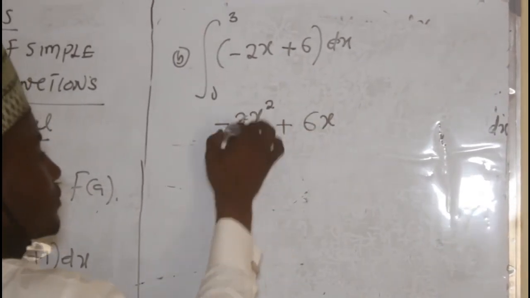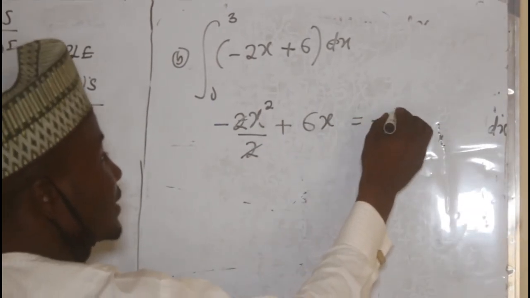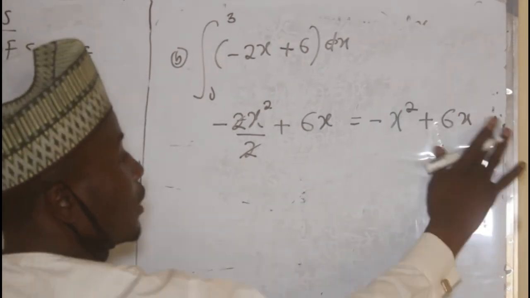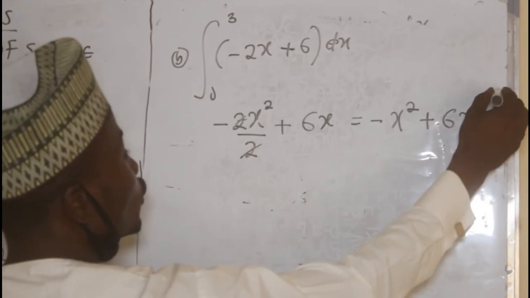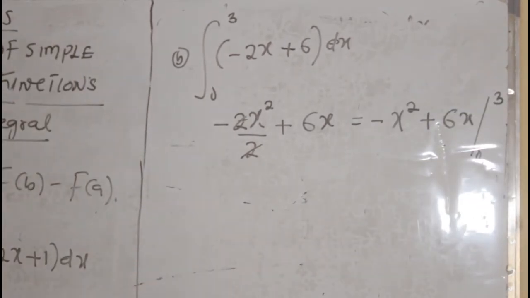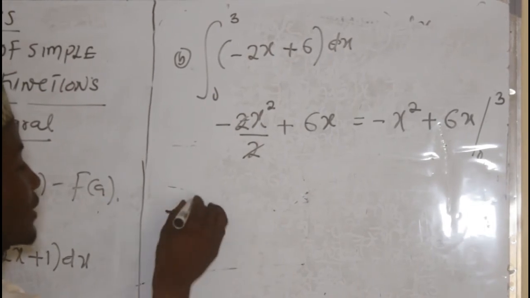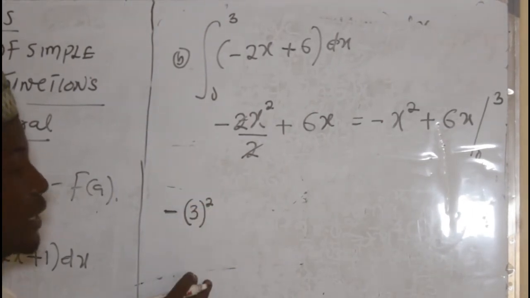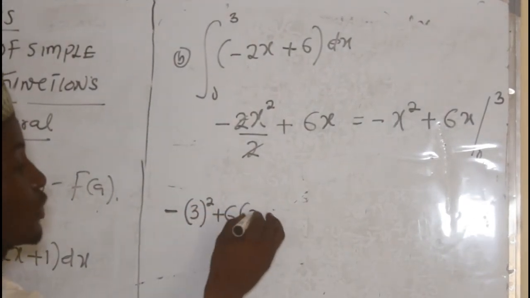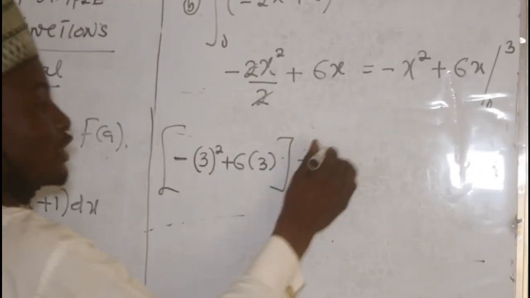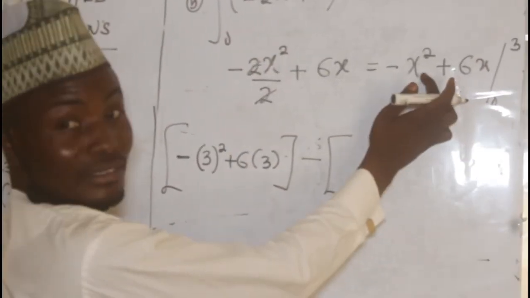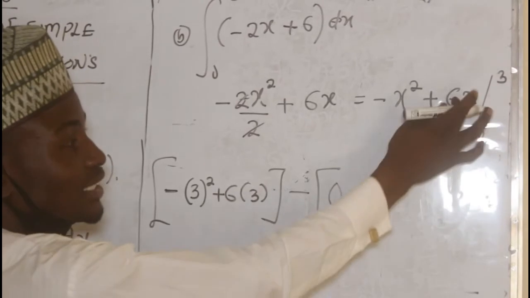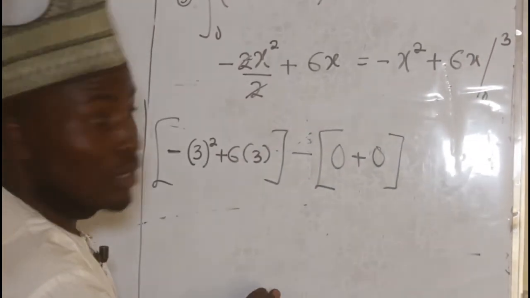What do you have left? You have minus x squared plus 6x. Are we there? So we have to substitute the limit of what? 0 to 3. So what are you going to have now? You have minus, when you substitute the limit, 3 squared, plus 6 into 3, all this minus the lower limit. What is our lower limit, class? 0. When you put 0 here, 0 squared is 0, plus 6 times 0 is still 0.